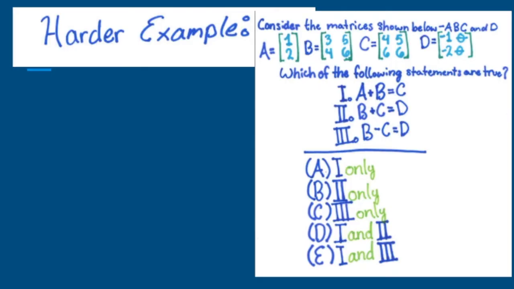As we can see, this is a true or false question. We have to cancel out which ones are not true. So let's look at the first one. I. A plus B is equal to C.